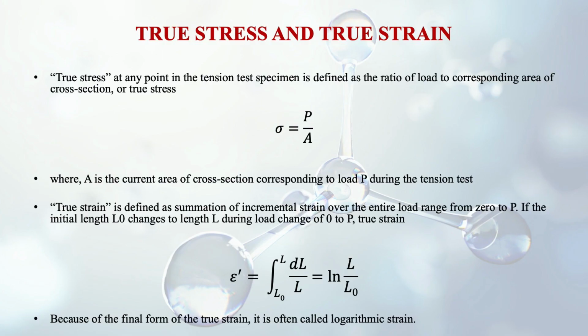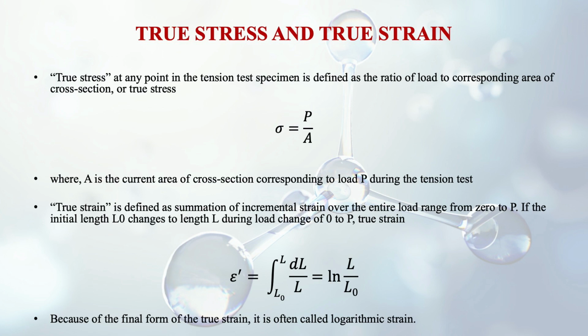So after discussing toughness, resilience, and the breaking of the ductile and brittle materials, what happens during fracture, we are now discussing true stress and true strain. This is very important actually, because earlier we have done all our analysis with respect to the engineering stress. So what is true stress? True stress at any point in the tension test specimen is defined as the ratio of load to the corresponding area of cross section, or the current area of cross section. That is the difference between the engineering stress and the true stress. In the case of true stress, always the area which is there at that particular time is being taken. It's not the original area of cross section.